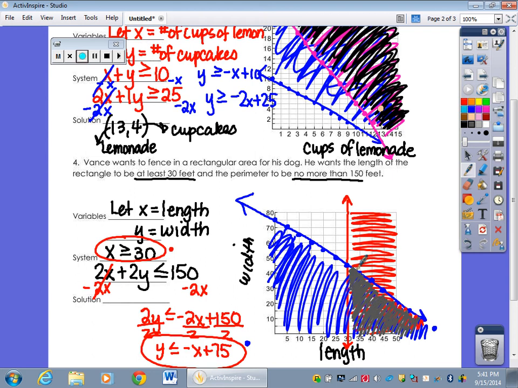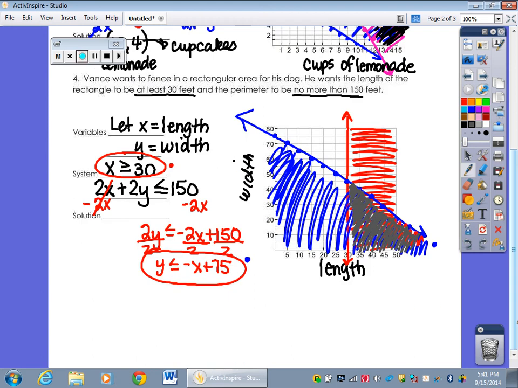Okay? And so a possible solution, well, let's pick one that's kind of easy. Let's go 40 length, and let's go 10 width. So, 40 for length and 10 width. That would be one possible solution, but there are several. And we're done.